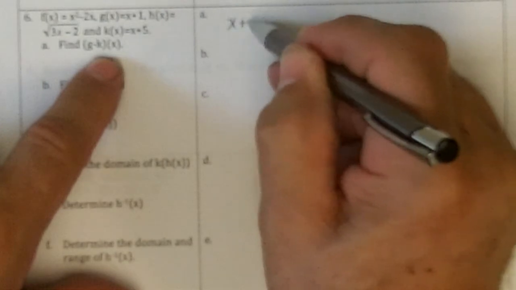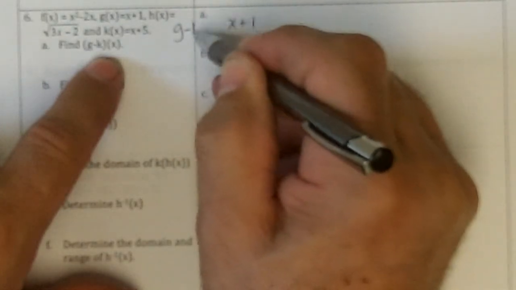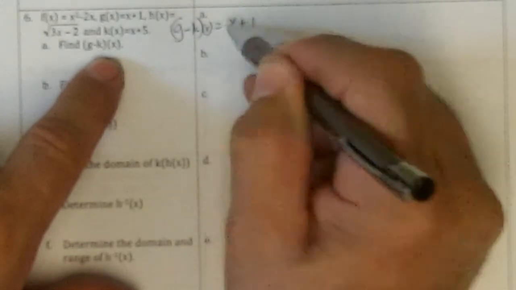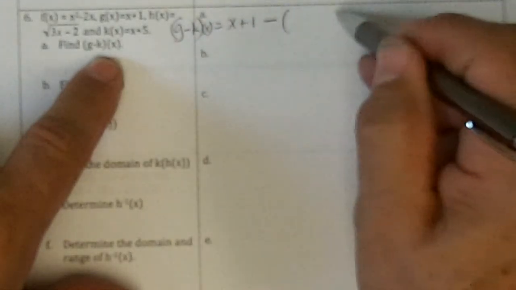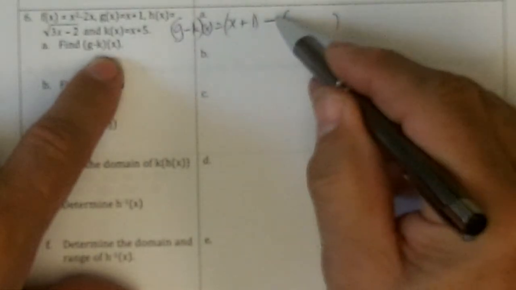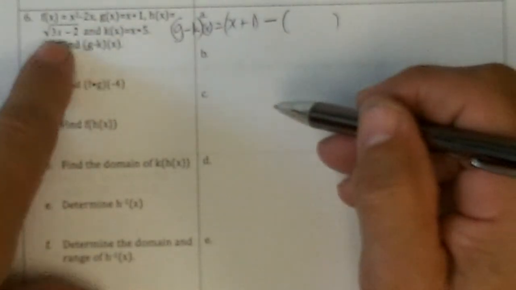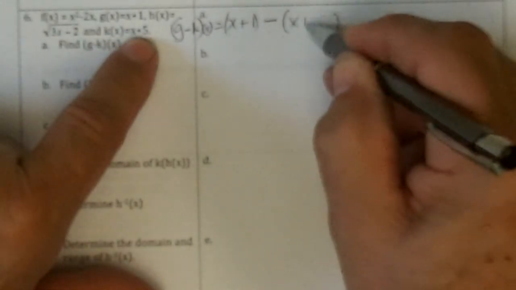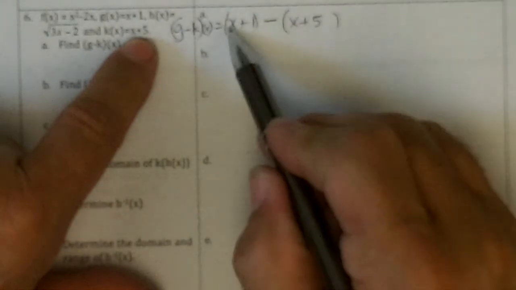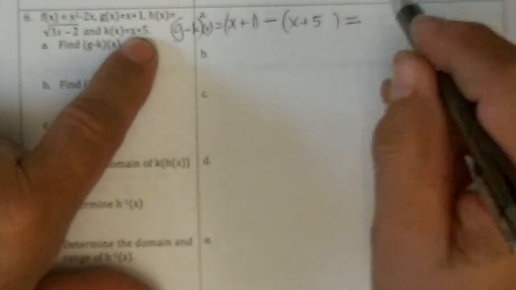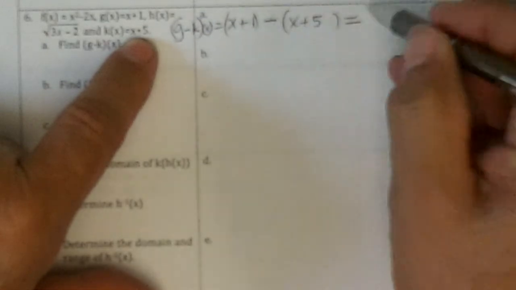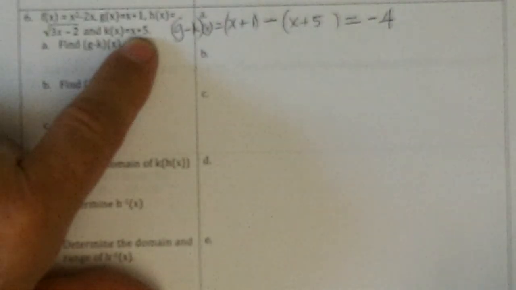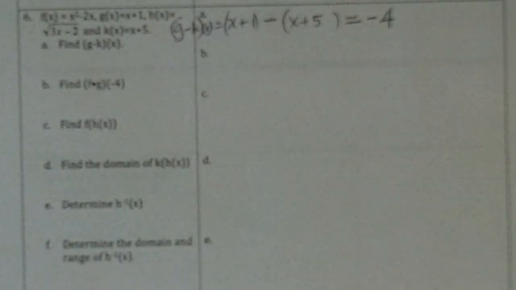Number 6. g minus k of x. So that's g, x plus 1, minus, and I'm going to put a parenthesis just so I make sure I distribute my minus, k, which is x plus 5. So I have x minus x, which is gone, and 1 minus 5 is -4. So that turns out to be a constant function.